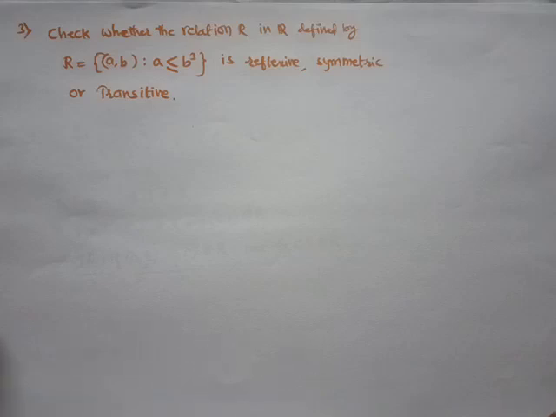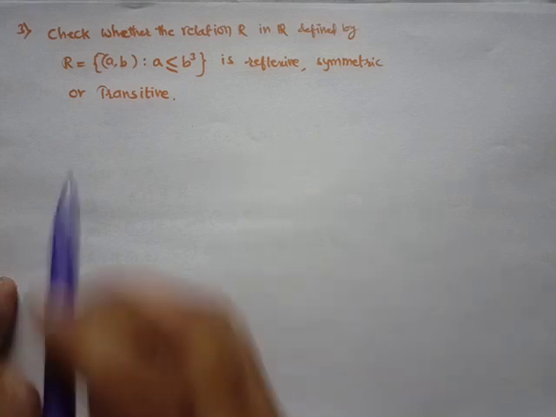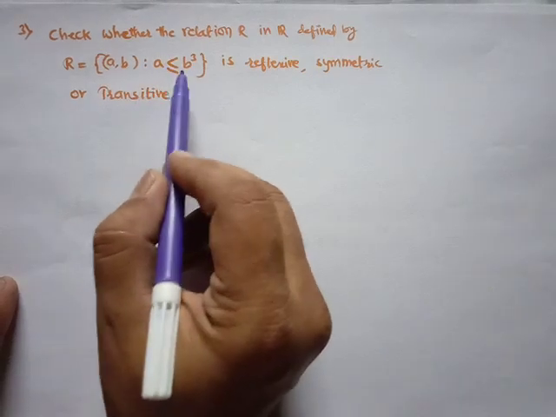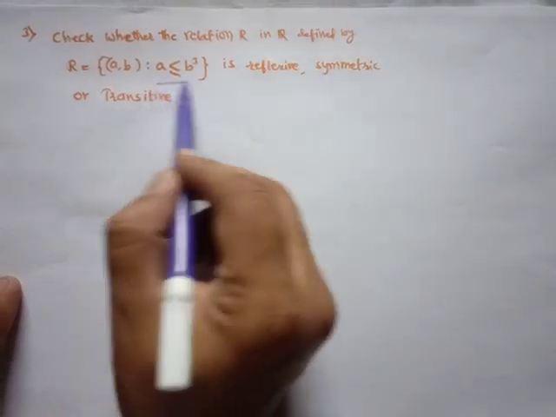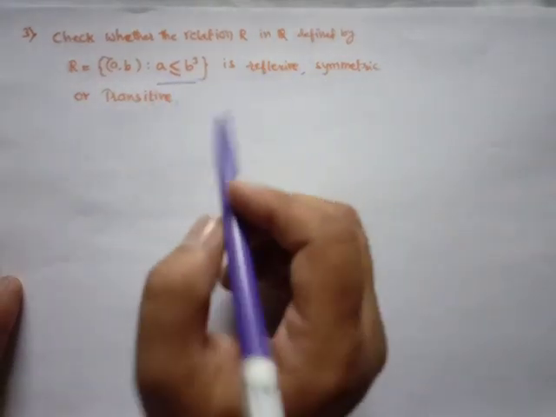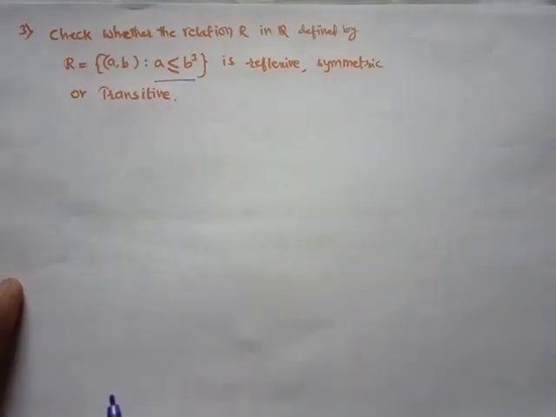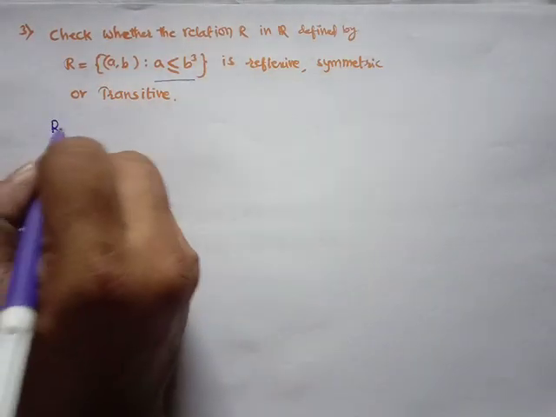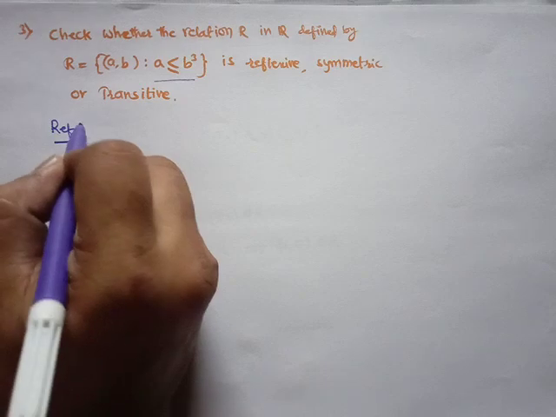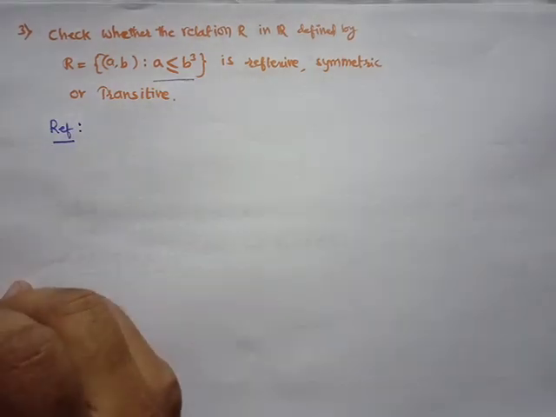Coming to the next question. Check whether the relation R on the set of real numbers defined by R = {(a, b) : a ≤ b³} is reflexive, symmetric, or transitive. So first we will check the reflexive condition, (a, a).